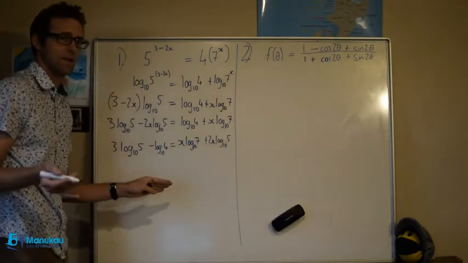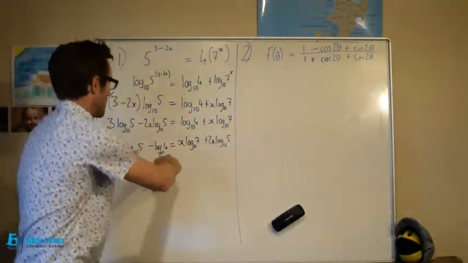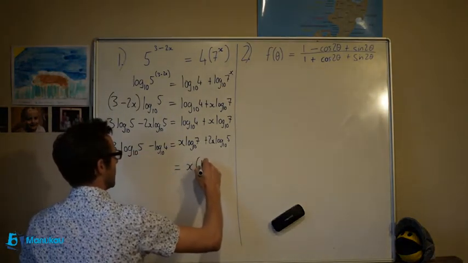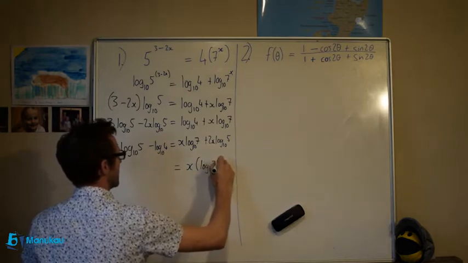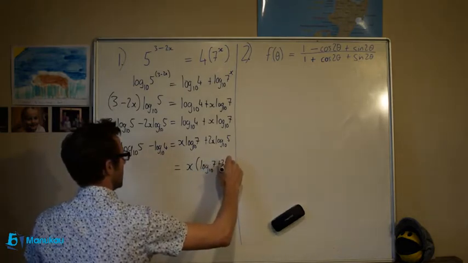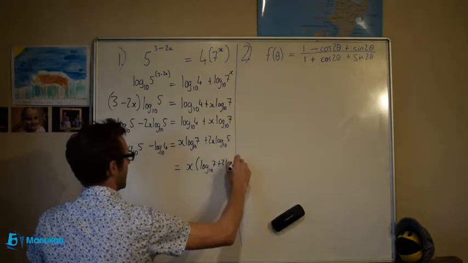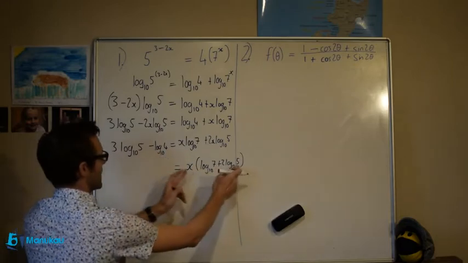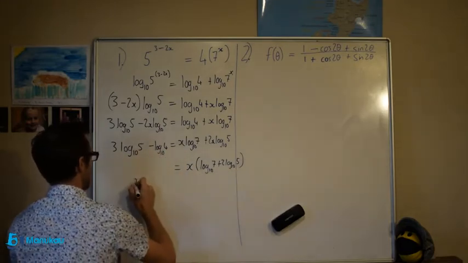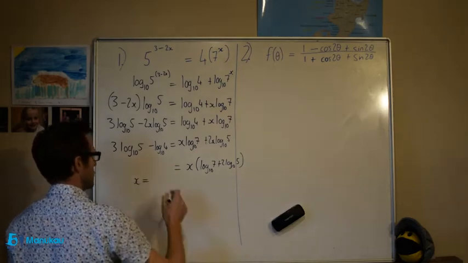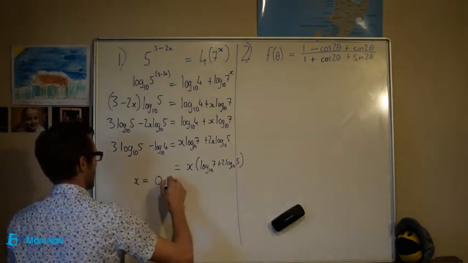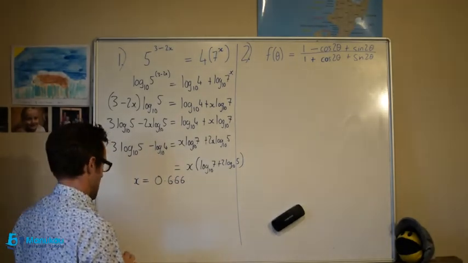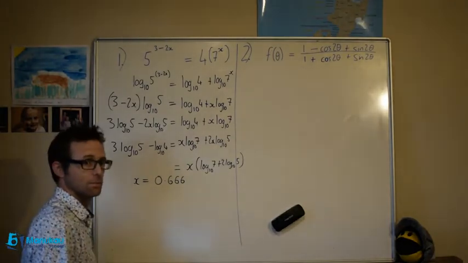At this point we're just about there. We're going to factorise this side. So this side remains the same, and I'll have x into log base 10 of 7 plus 2 log base 10 of 5. Okay? And then to get x by itself, I'm going to take this whole side and divide it by this, and that will give me x. Now if you do that, you should get, and this is what I've got, 0.666. Okay, so that's the answer to the first one.